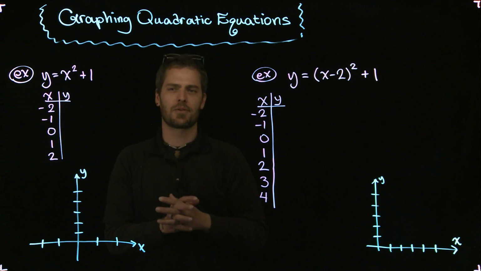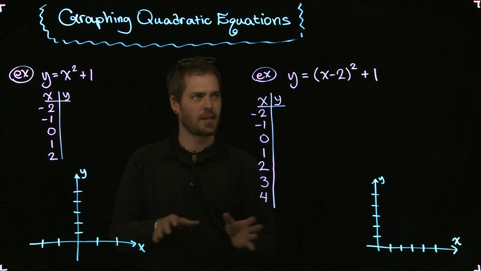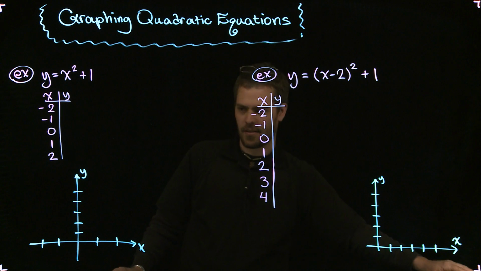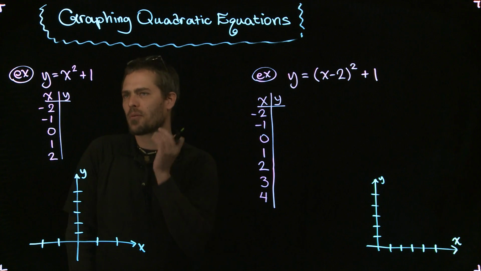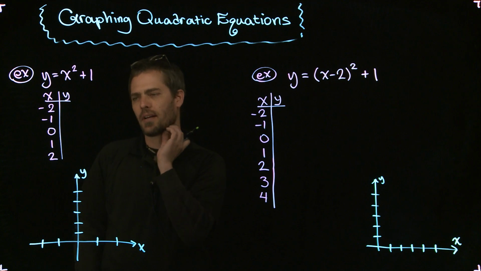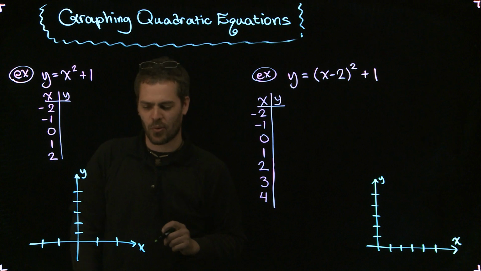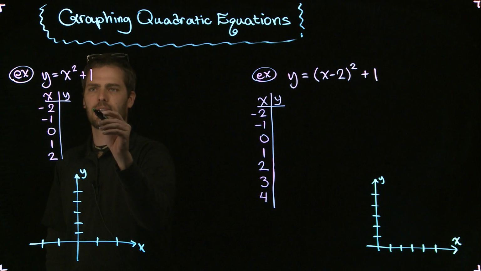Okay, here are two more examples of graphing quadratic equations. And again, I'm building up to something here, but we're just going to keep going one video at a time. So let's go ahead and take this first example, y equals x squared plus 1. And we're going to plug in some values and determine the y values and plot those points, see what this thing looks like.